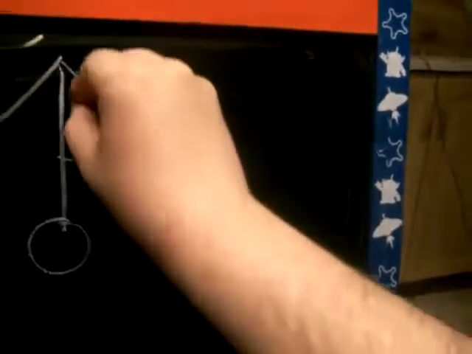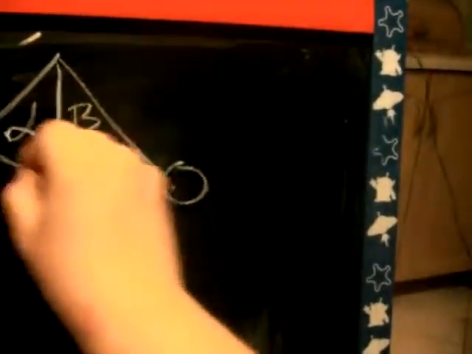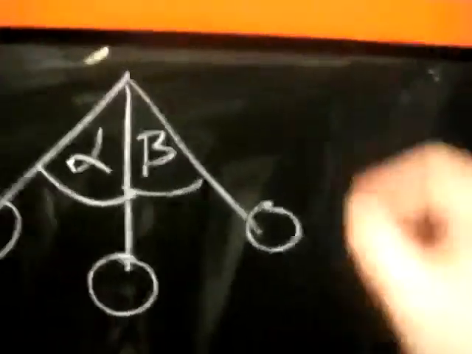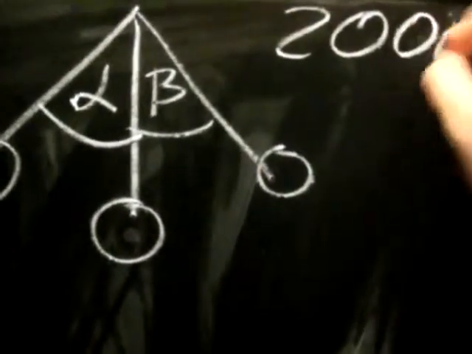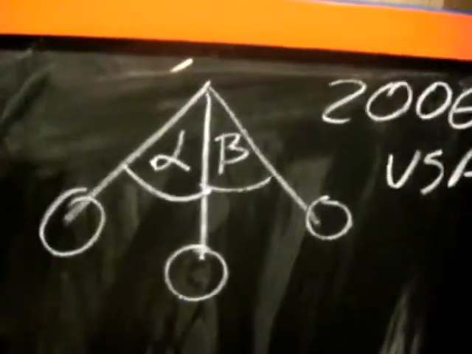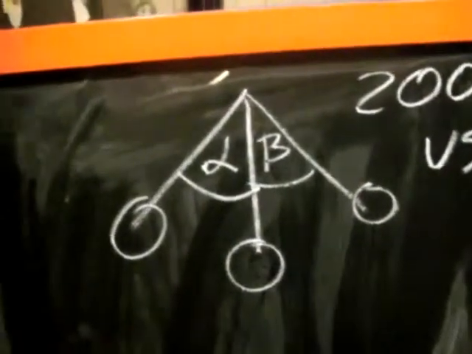Okay, right now I will explain a very important experiment that Tony Pirelli made in the USA in 2006. One rope and one mass. We have beta angle here, and here we have alpha angle. That guy thought... 2006 USA. You can find more detail about this experiment in the YouTube movie description.